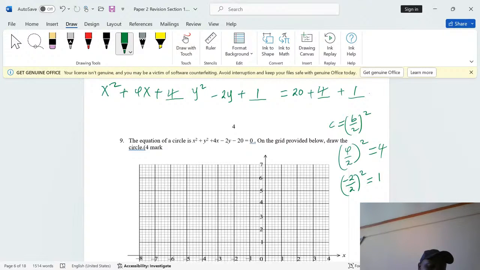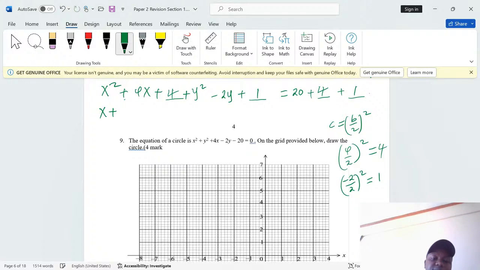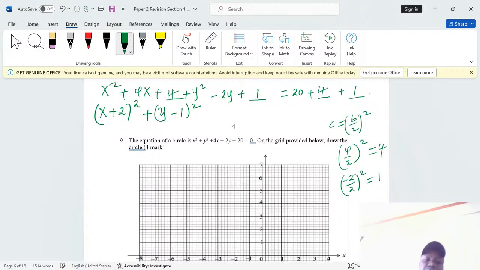Now I'm going to factorize the left hand side. The first perfect square will be x plus, because the sign is a plus, the square root of this constant, which is 2, squared, plus, we start again with y. The sign which follows is a minus. The square root of 1 is 1 squared. So we have factorized the left hand side, and the right hand side will give us 25.